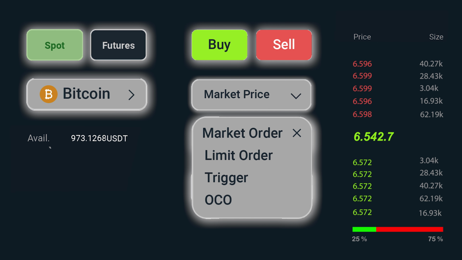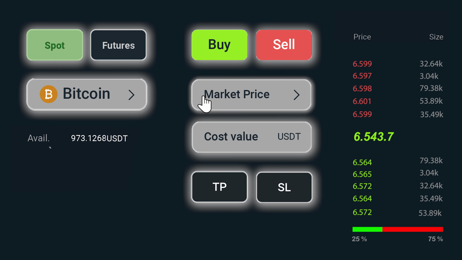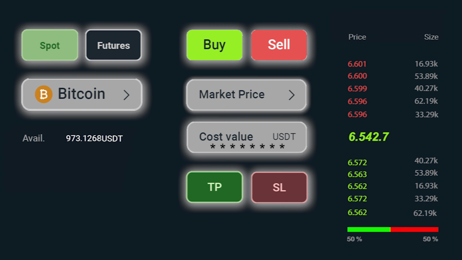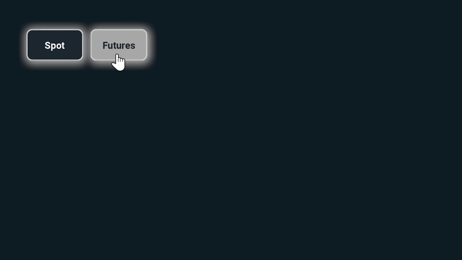You can only gain profit as the market tends to be bullish. To place a spot order, go to your trading screen, select the coin you want to trade, enter the amount you want to buy or sell, and hit buy or sell. After that, we have futures trading.